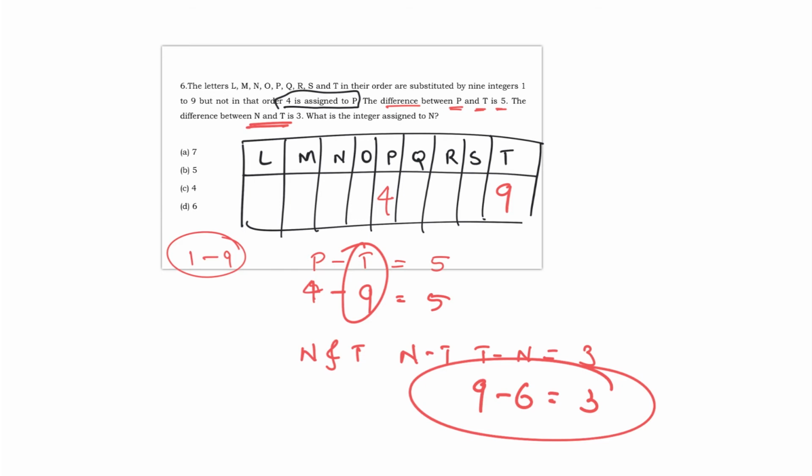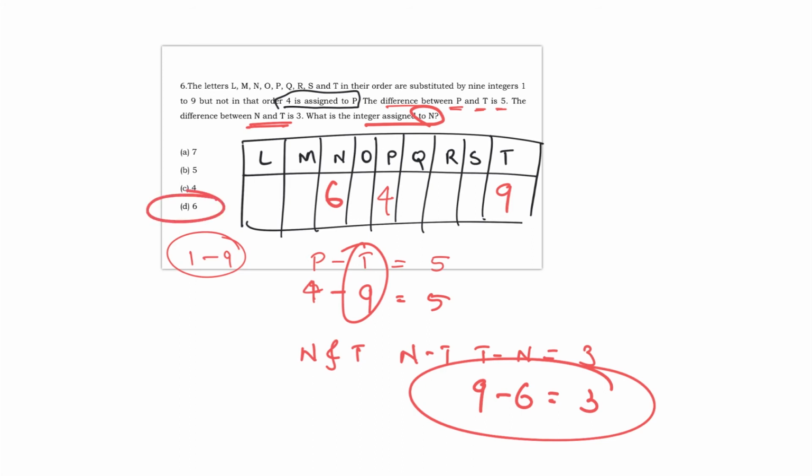So 9 minus 6 will be 3, which means N will be assigned to 6 here. N minus T will be 3 here. So what is the integer assigned to N here? N will be 6 here, my dear friends. So option D is the right answer here.